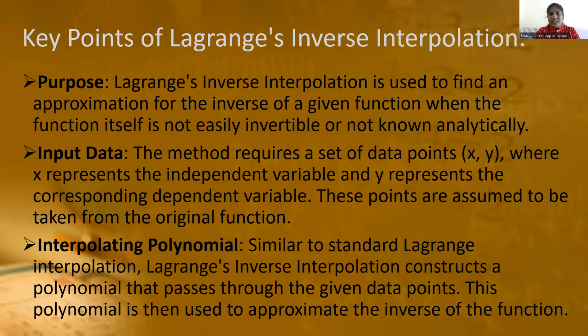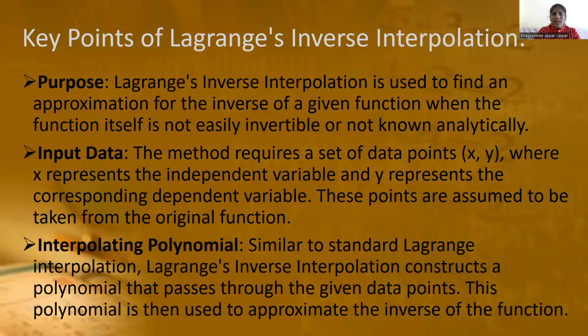Purpose. Lagrange's inverse interpolation is used to find an approximation for the inverse of a given function when the function itself is not easily invertible or not known analytically. Input data. The method requires a set of data points (x, y), where x represents the independent variable and y represents the corresponding dependent variable. These points are assumed to be taken from the original function.